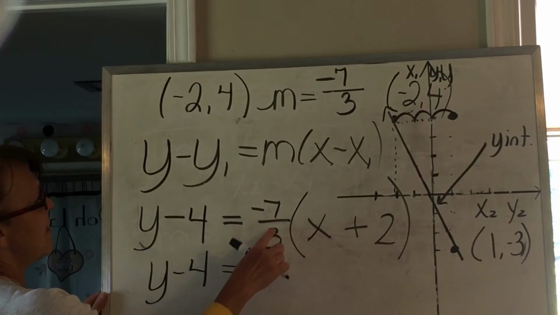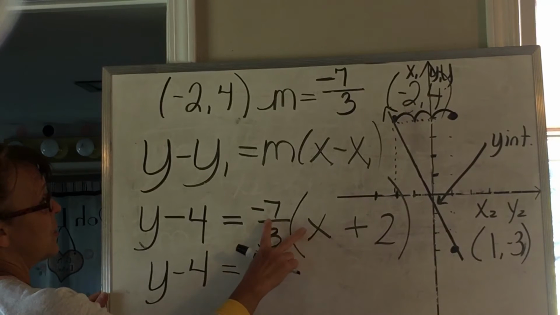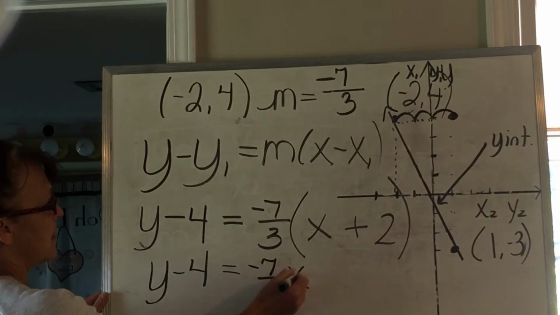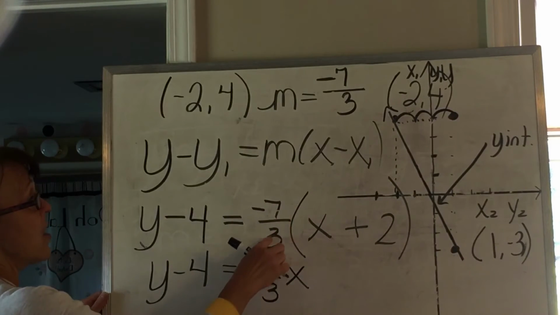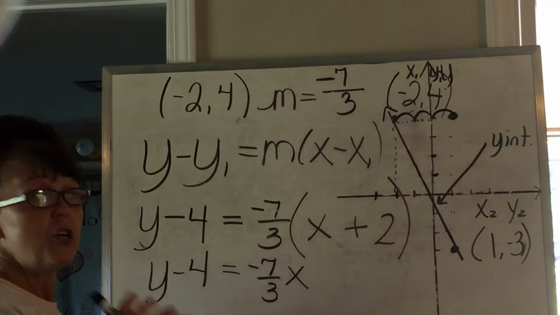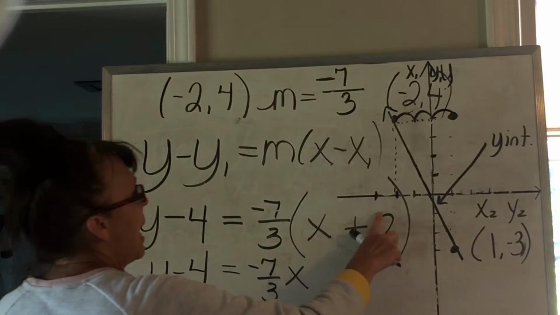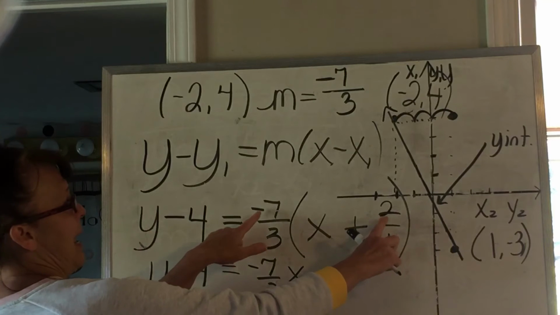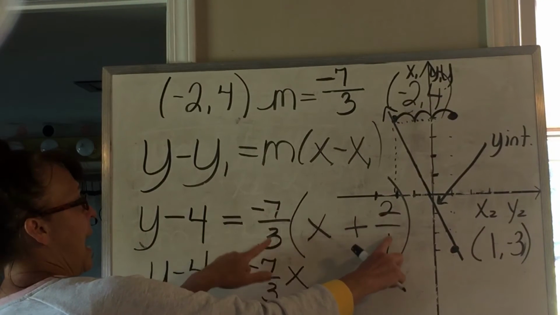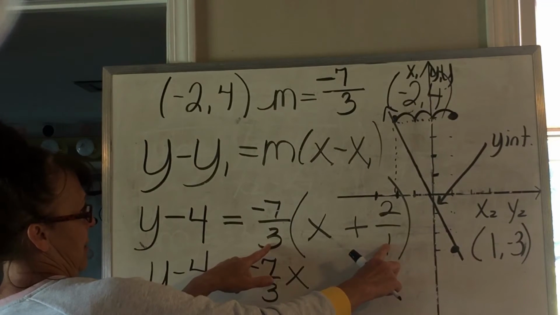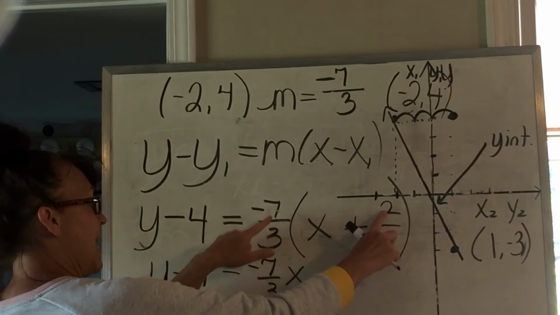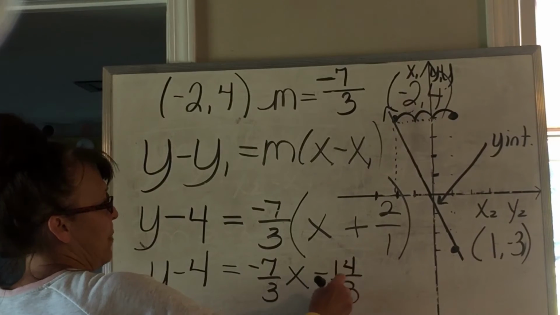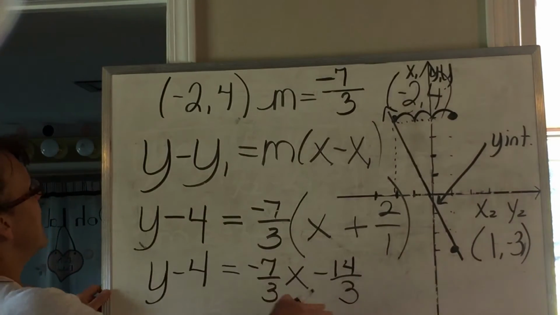So -7/3 times x, just put it together. -7/3 x. -7/3 times 2. Now, you can type that in your calculator. I choose just to do it in my brain. I multiply the top numbers together and then the bottom numbers together. So -14/3. That's how you multiply fractions, straight across.